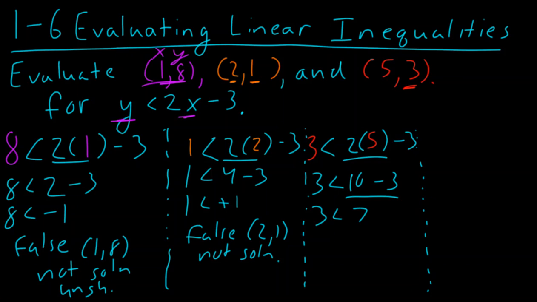And wait a second. You've just seen the constructions for an angle bisector. Is 3 less than 7? Yeah. So that is a true statement. And so we'd say this is a solution, which means it should be in the shaded region.